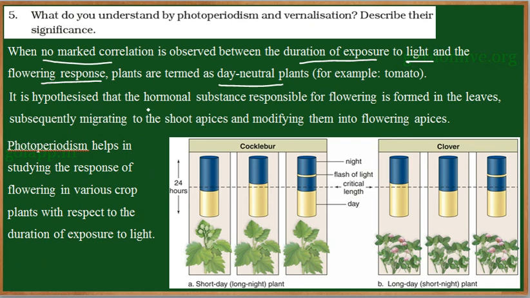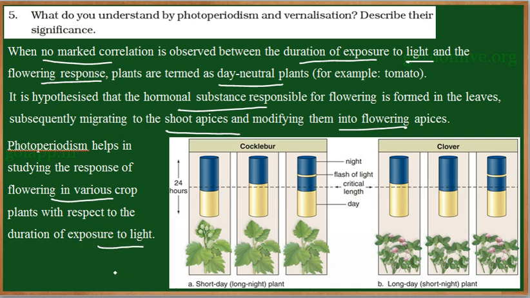It is hypothesized that the hormonal substance responsible for flowering is found in the leaves, and subsequently migrates to the shoot apex and modifies it into the flowering apex. A flower is nothing but a modified shoot. These chemicals are present in the leaf, and from the leaf they migrate to the tip of the shoot, and that shoot modifies into a floral bud and produces the flower. Photoperiodism helps in studying the response of flowering in various crop plants with respect to the duration of exposure to light.